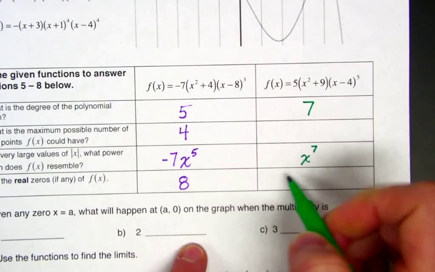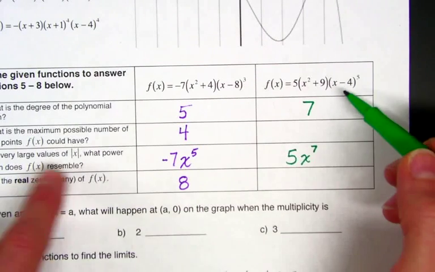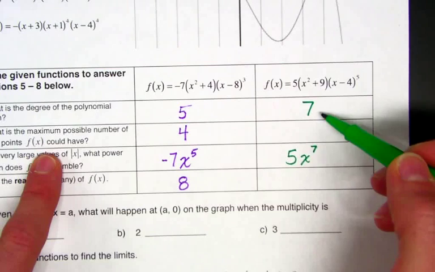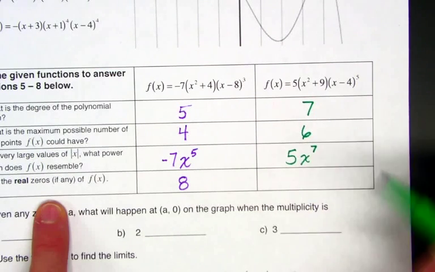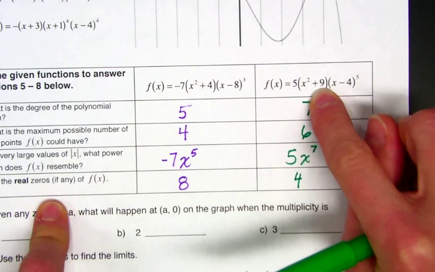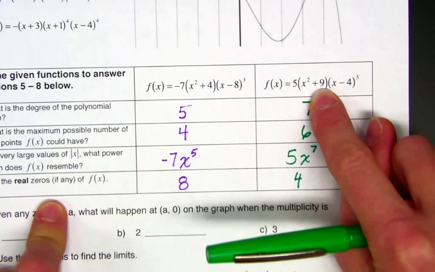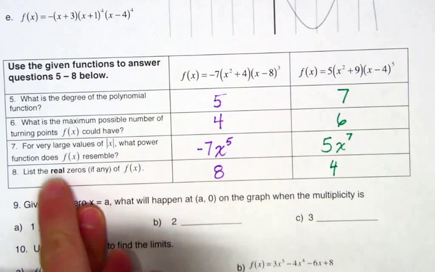What's the leading coefficient for this one? It's going to be 5. And then how many possible turning points? 6. And then what are the real zeros here? Just 4. This does have zeros, right? This will be plus or minus 3i, but they are not real, and it only wants the real zeros here.